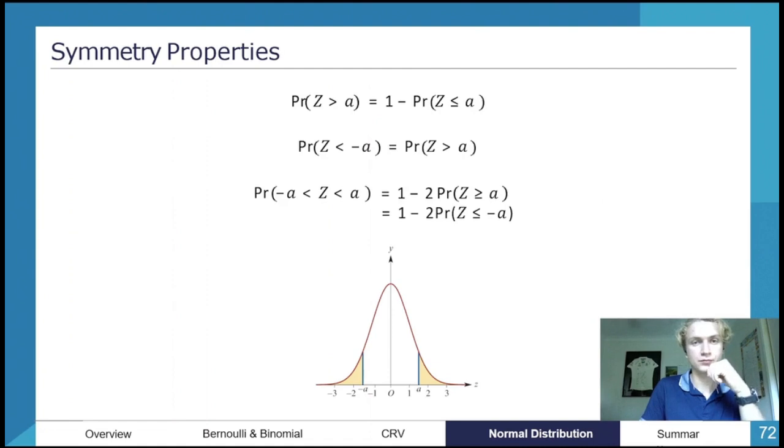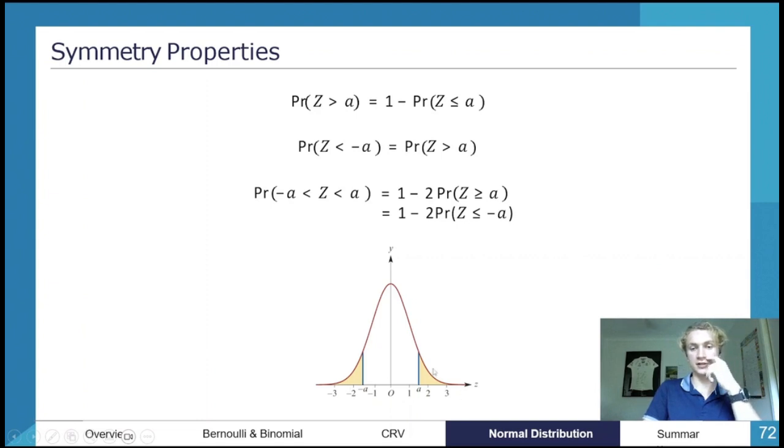So yeah, the probability of Z being greater than A equals 1 minus the probability of Z being less than or equal to A. So that's something you have to memorize as well. And also, due to the symmetry of the normal curve, we get that the probability that Z is less than or equal to -A equals the probability that Z is greater than A. So that's kind of represented down here.